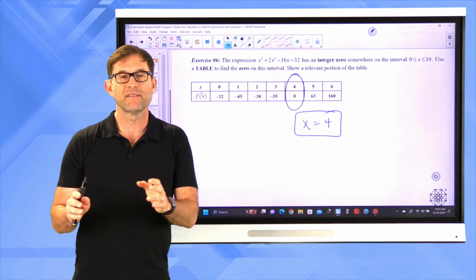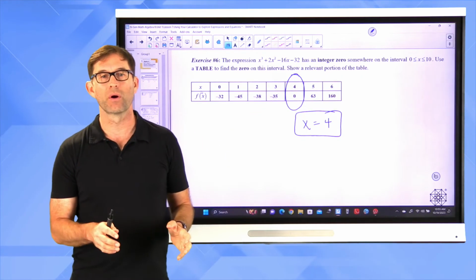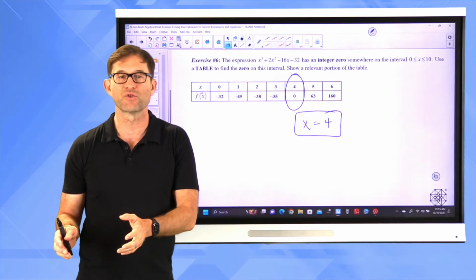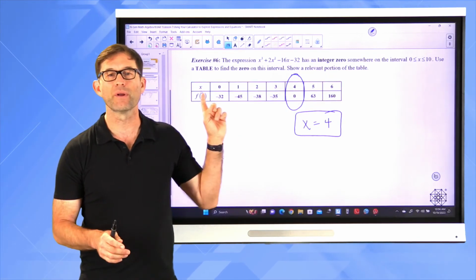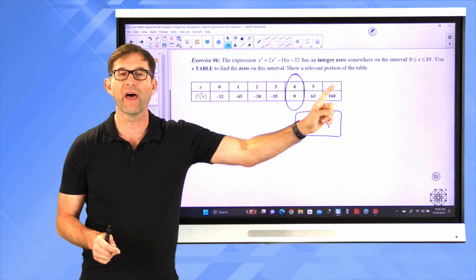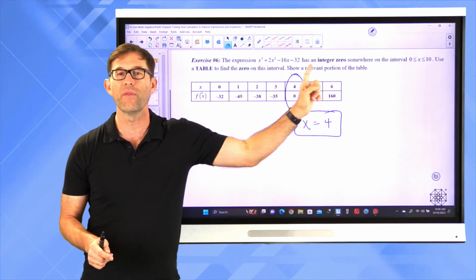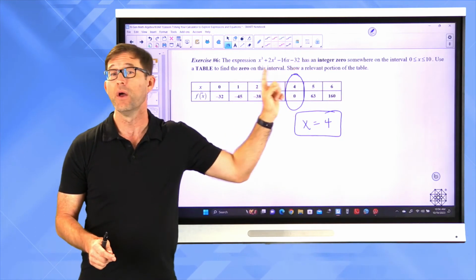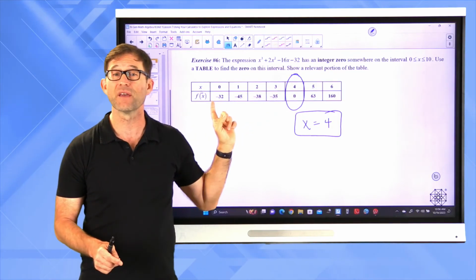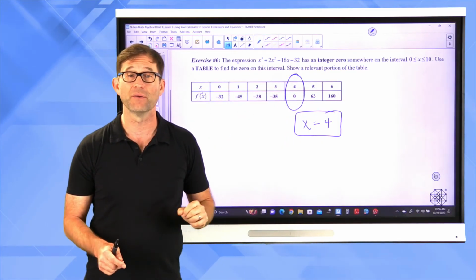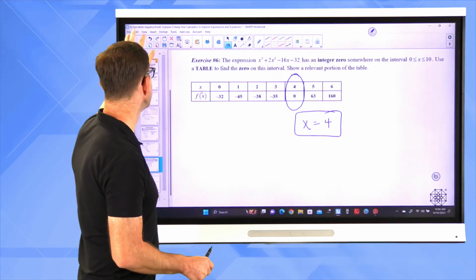And again, tables are really kind of the store function on steroids. So instead of having to store each one of these individual values of x and then ask our calculator what this expression is equal to, we just put the expression in once and we can then generate those values. Let's keep going.